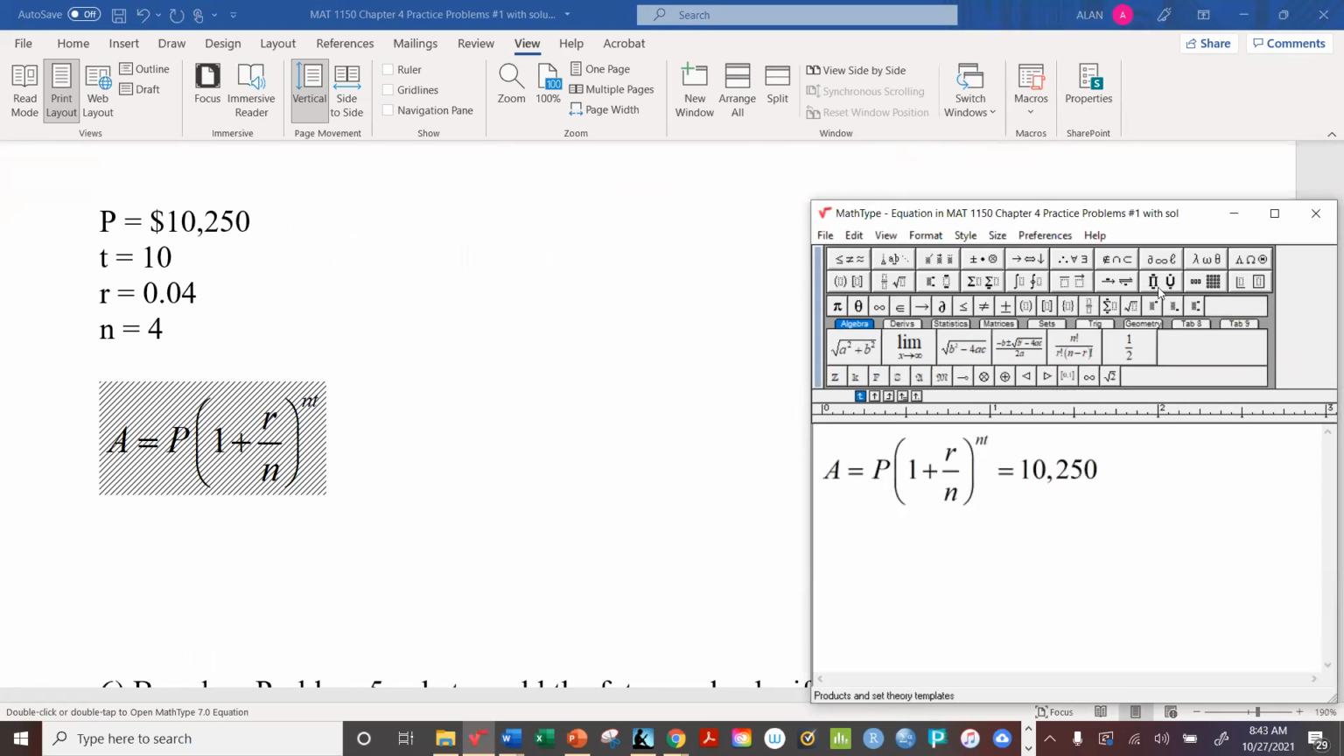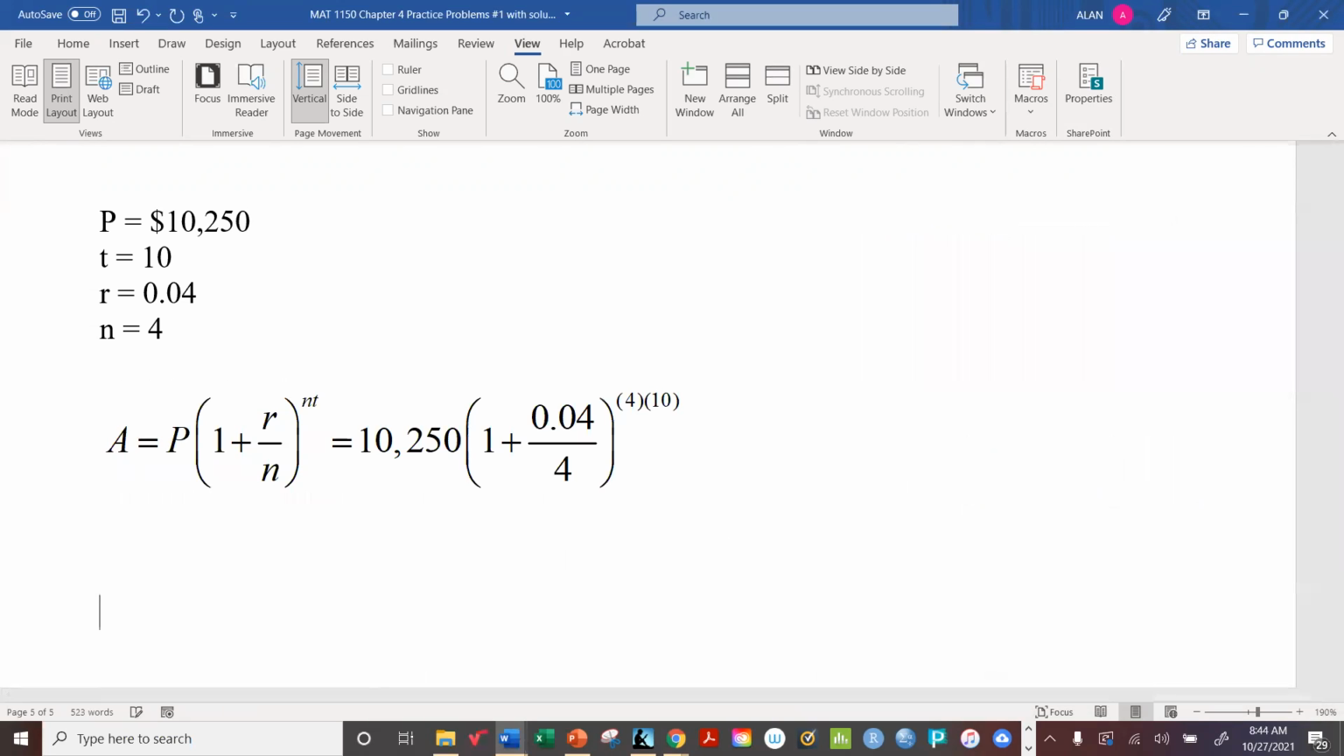All right, so we'll have 10,250. And then we'd have 1 plus 0.04 over 4. The exponent is 4 times 10. All right, now if you look at it carefully, you can see this can be very nicely simplified. 1 plus 0.04 over 4 is just 1.01, and that exponent is just 40.